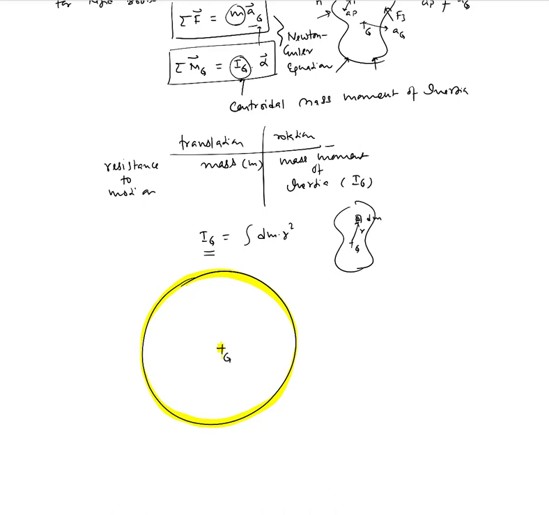So most of the mass, which is shown in the yellow shaded region, is actually far away from the center of mass. So in this case, the centroidal mass moment of inertia would be as large as it could be, assuming that this is of infinitesimal thickness, so this is very, very thin. For a ring, the mass moment of inertia about the center of mass is given as the total mass times the radius squared. That's the formula. This is for a ring.